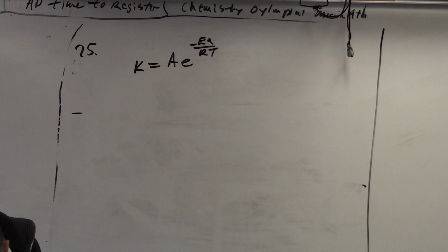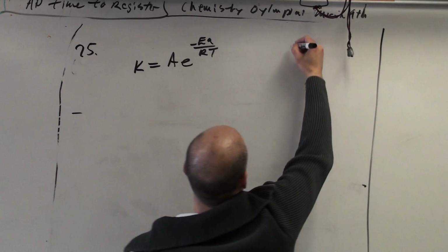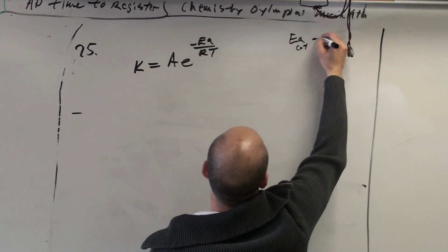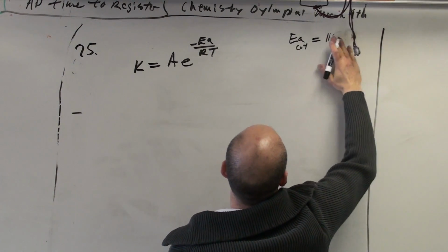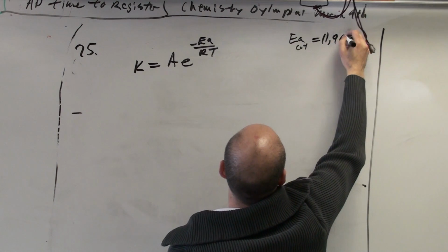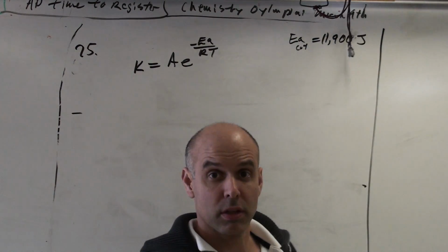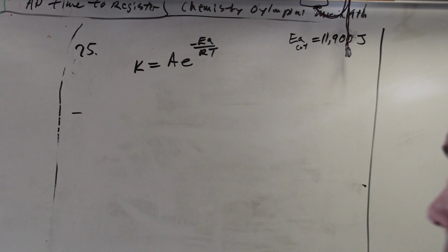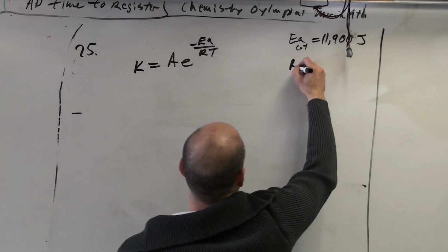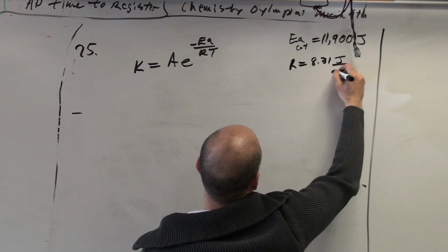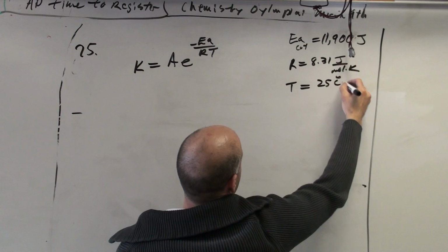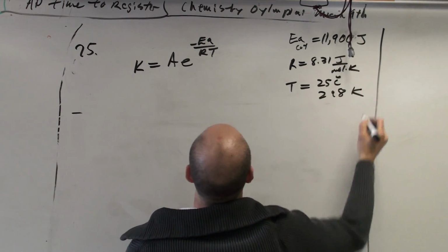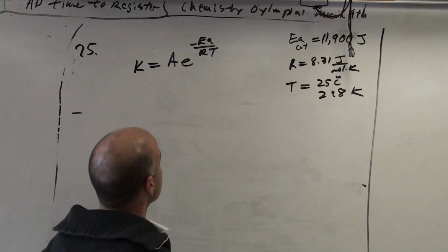catalyzed to the uncatalyzed. So for the catalyzed reaction, Ea is 11.9 kilojoules per mole. In joules, it's 11,900 joules. Okay? And the reason why I converted it to joules is because my R value is also in joules, 8.31 joules per mole Kelvin. My temperature is not changing. We're at 25 Celsius or 298 Kelvin. Okay.